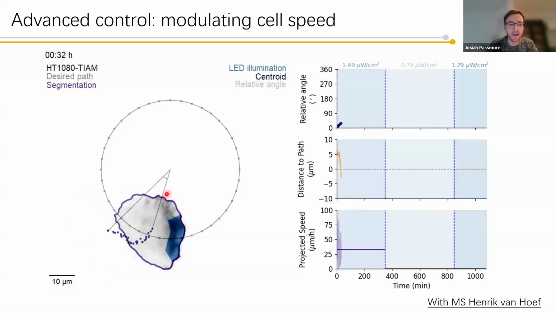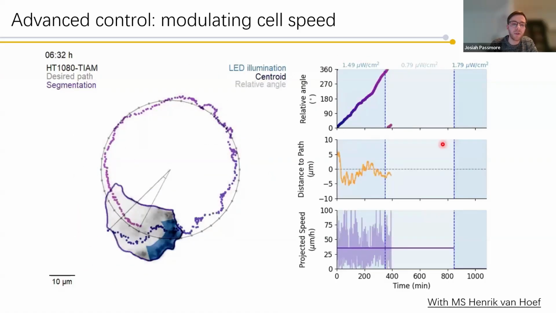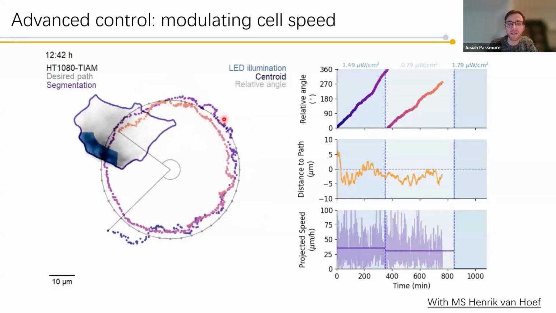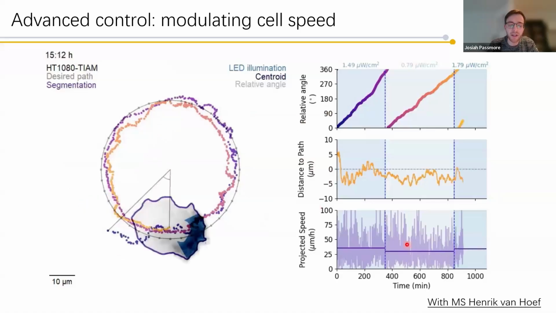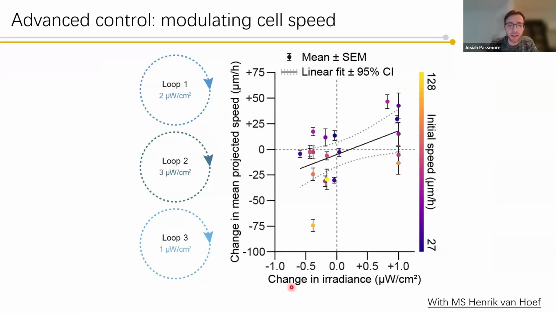So what we did is we did experiments where we guide a cell around a circle with one particular intensity of light, then we drop the intensity and we see whether it moves faster or slower over time. And then we were able to calculate these averages. And then if we plot this by plotting the change in irradiance on the X and then the change in the speed on the Y, we're able to see that we could induce a modest increase or decrease in speed by just modulating the level of irradiance.